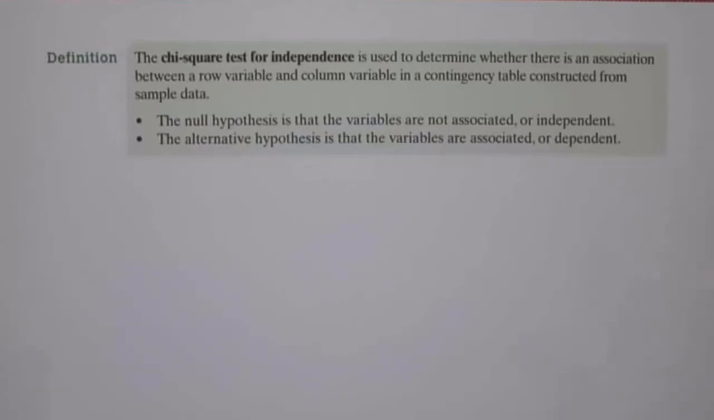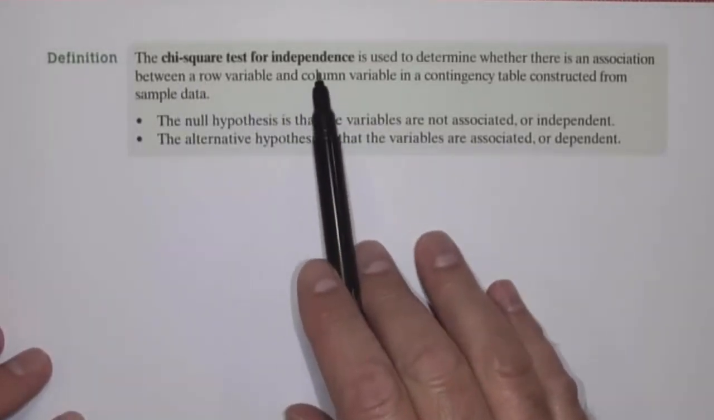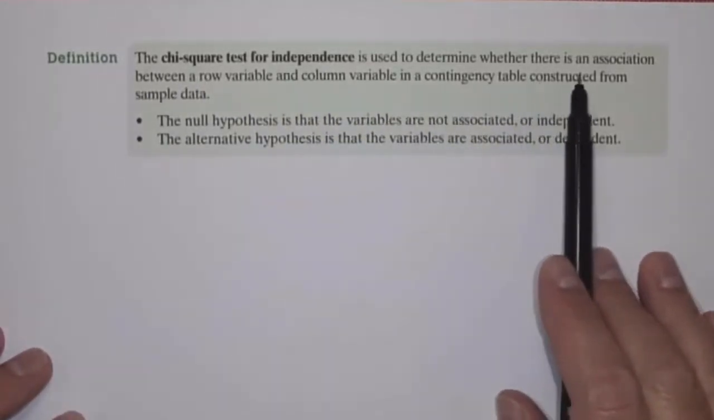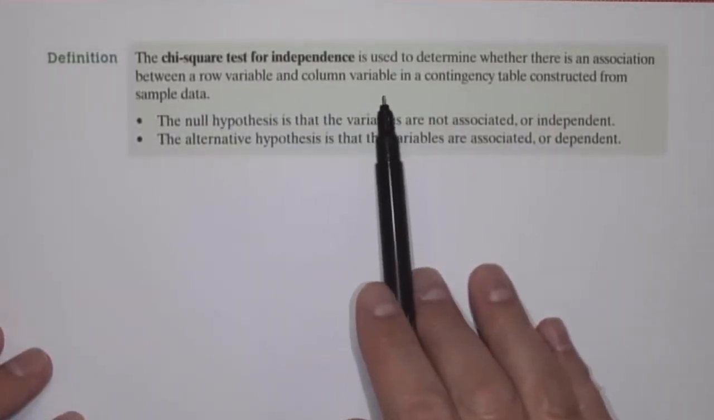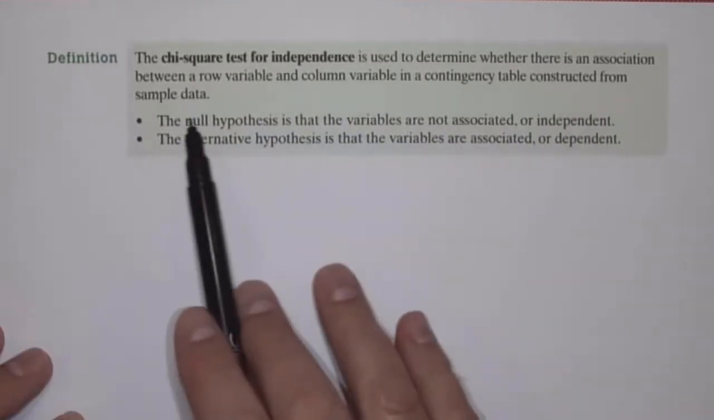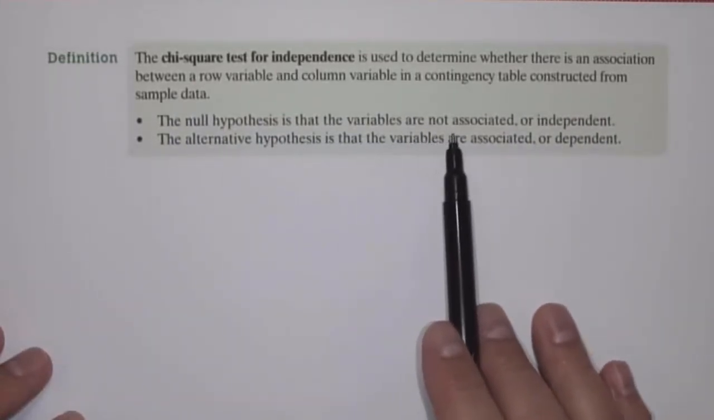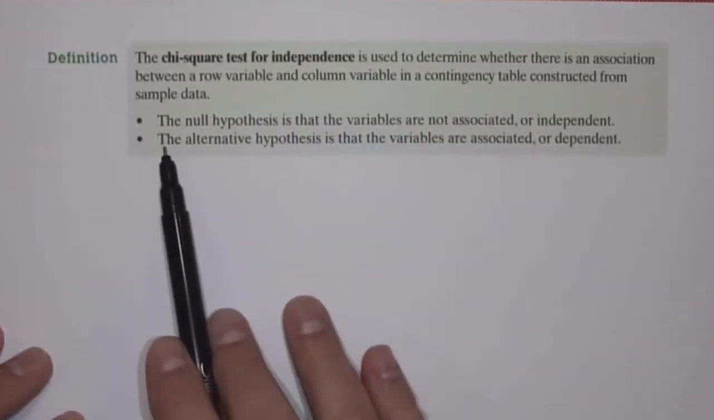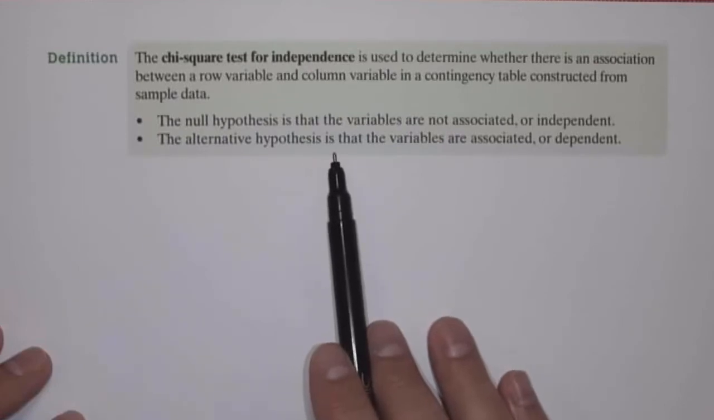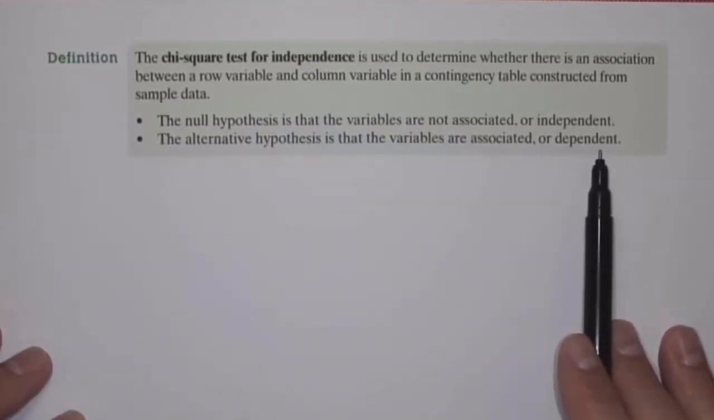In this video, we're going to look at the chi-square test for independence. So, definition. The chi-square test for independence is used to determine whether there is an association between a row variable and a column variable in a contingency table constructed from sample data. The null hypothesis is that the variables are not associated, or in other words, they are independent. The alternative hypothesis is that the variables are associated, or in other words, they are dependent.